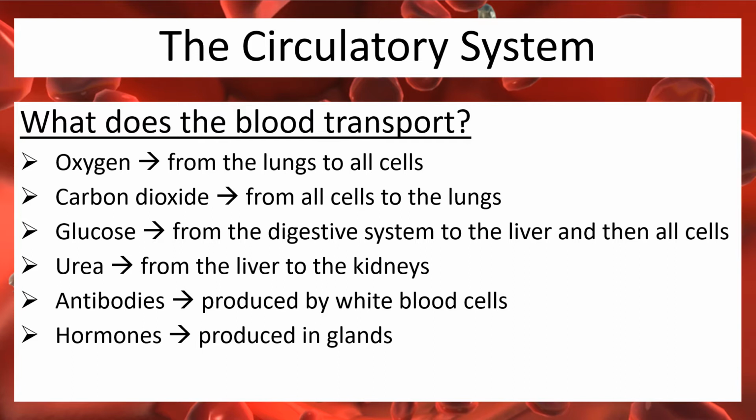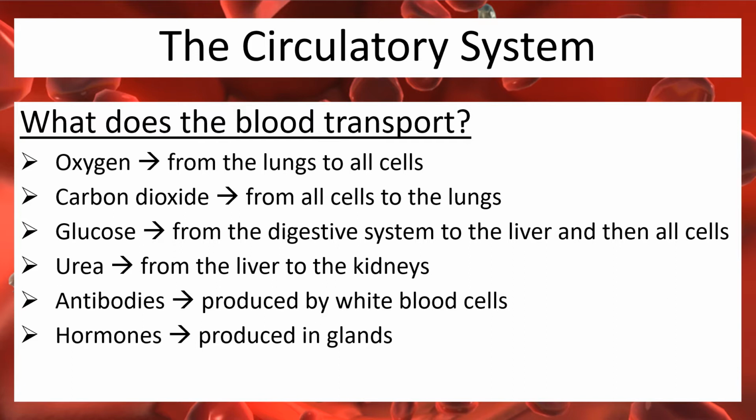Glucose then we know we also need for respiration. That comes from the digestive system, along with other food products. Glucose is the one we tend to look at in most detail because of respiration, but all the other food products will also come out of the digestive system and then into the bloodstream. Now that goes to the liver first and then to all of the rest of the cells.